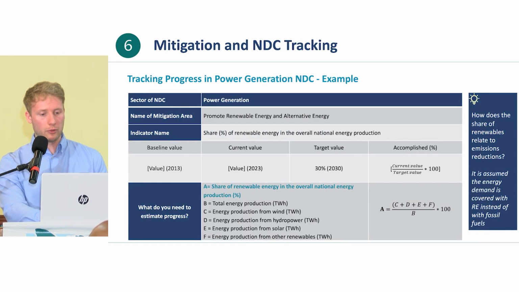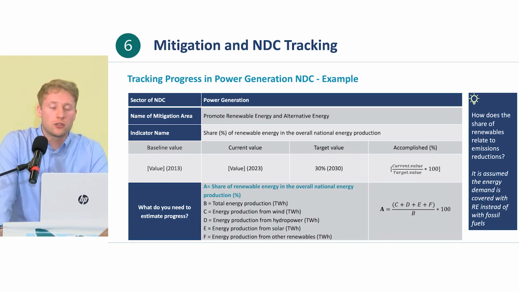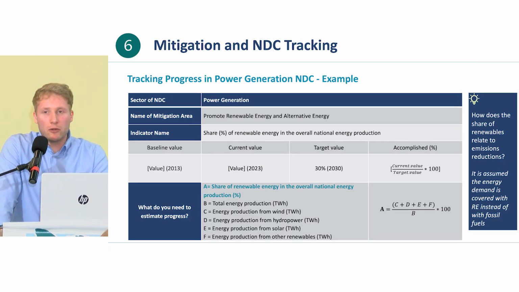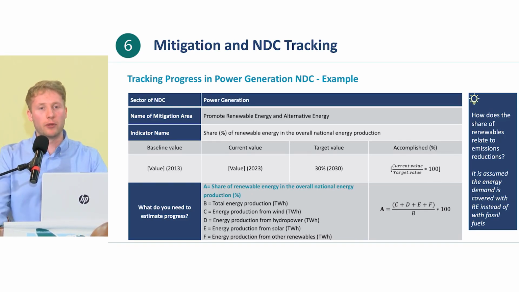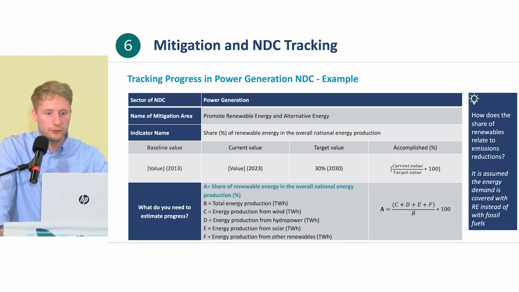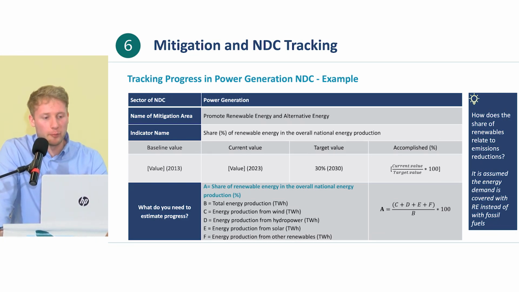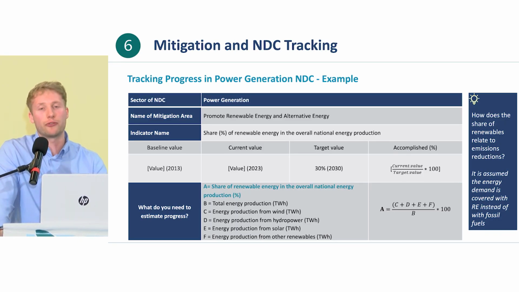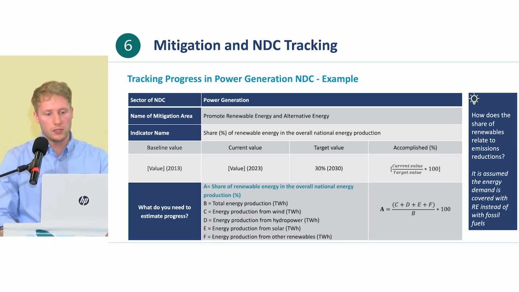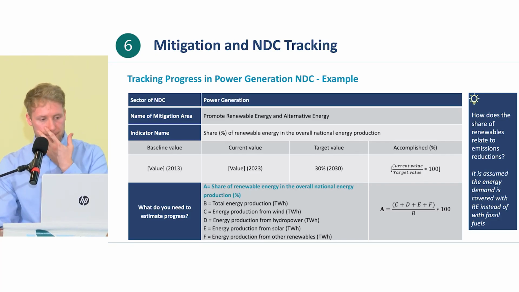You'll see some examples. And this is just the last example, and then that concludes the presentation already. This is from the power generation energy sector. The name of the mitigation area is promotion of renewable energy. We used this example already today. The indicator would be the share of renewable energy in the overall national energy production. This helps to reduce emissions, of course. And the target value, 30% by 2030.